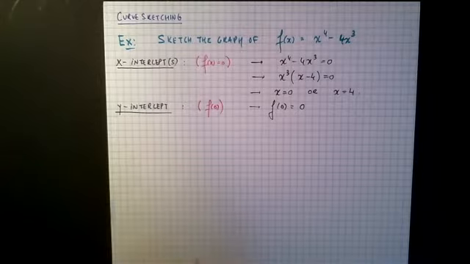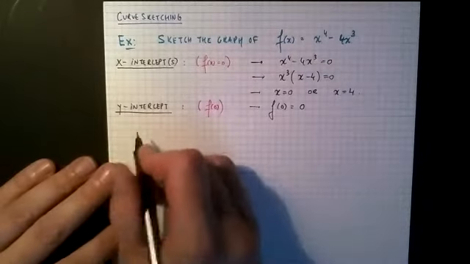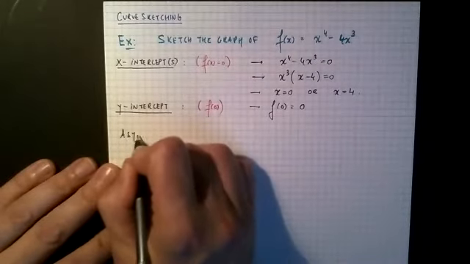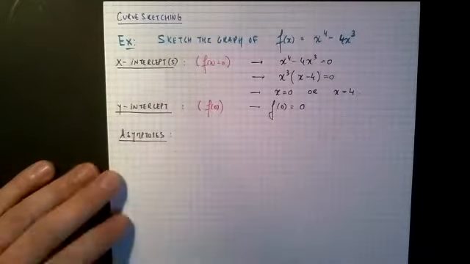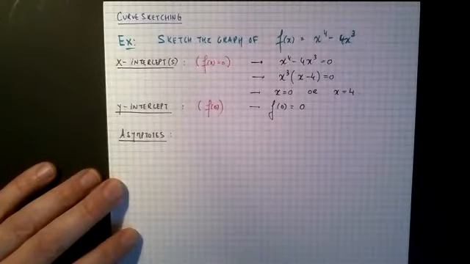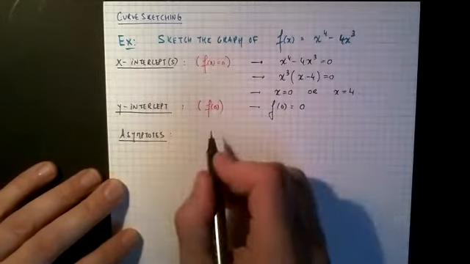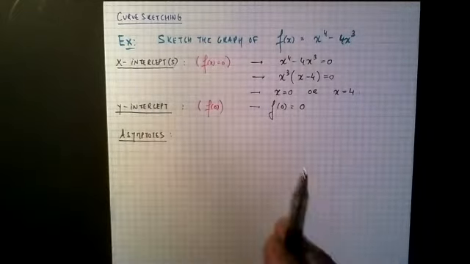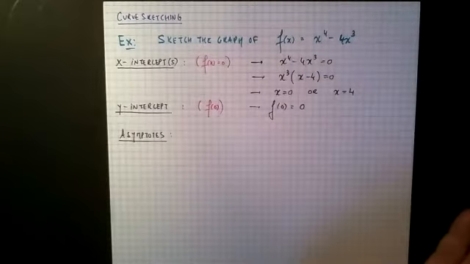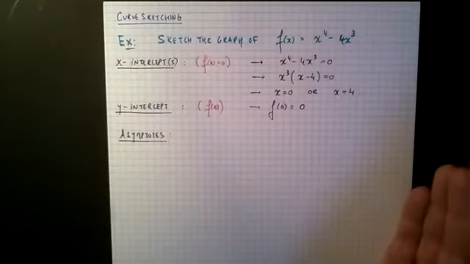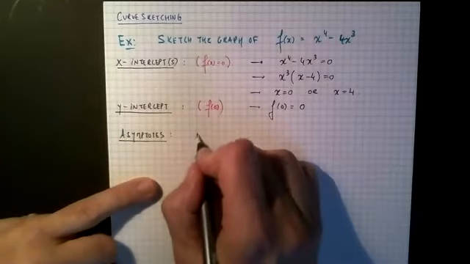Next, I'm going to see if there are any asymptotes. Are there any asymptotes here? No, definitely none, because there is no restriction on the x. The domain here is R. It's a polynomial, and polynomials have absolutely no restriction on the x. So there is none.